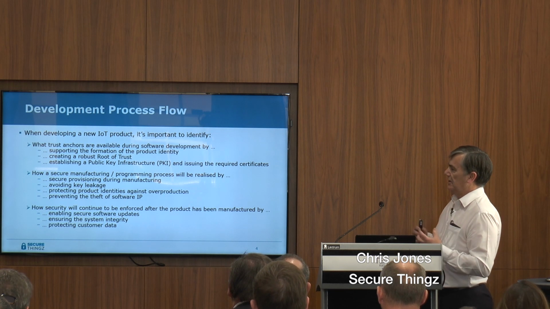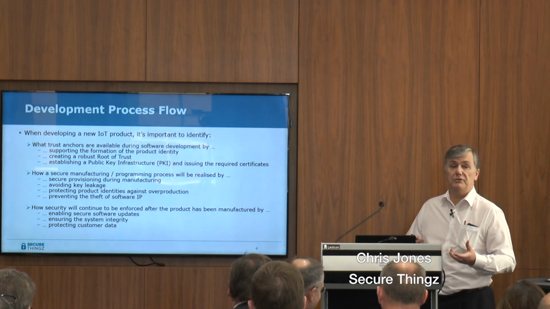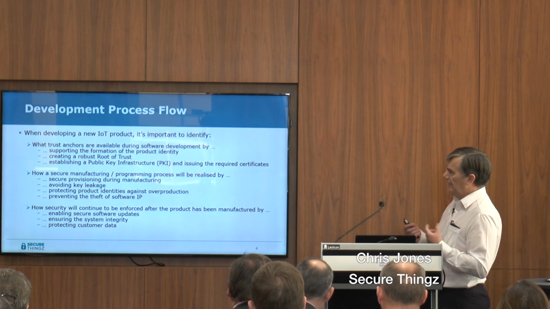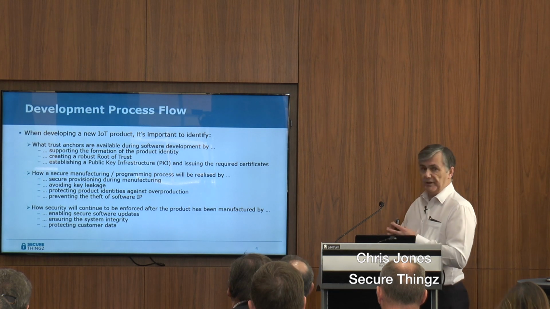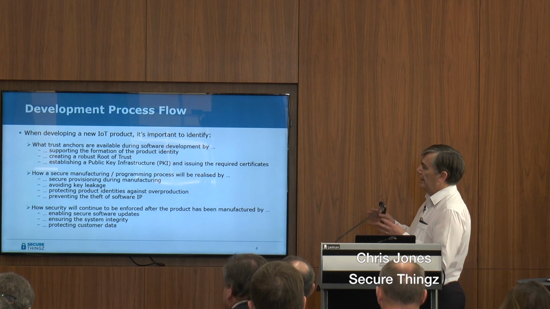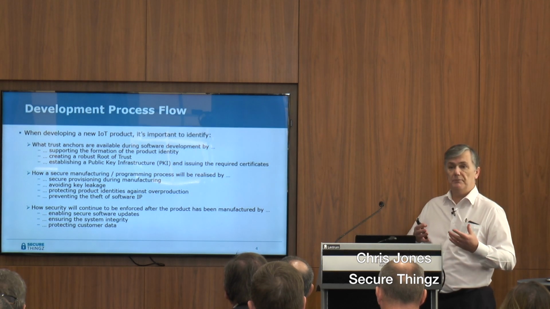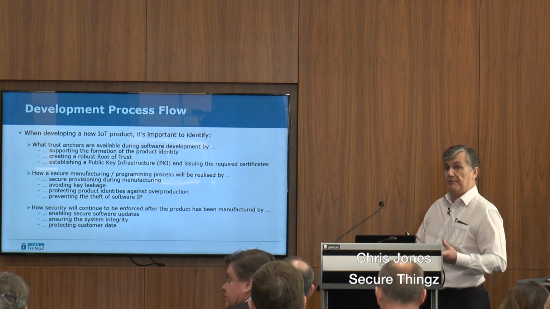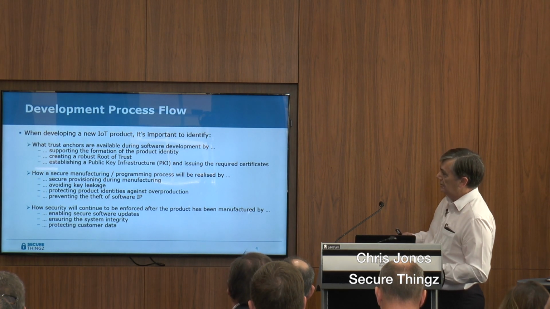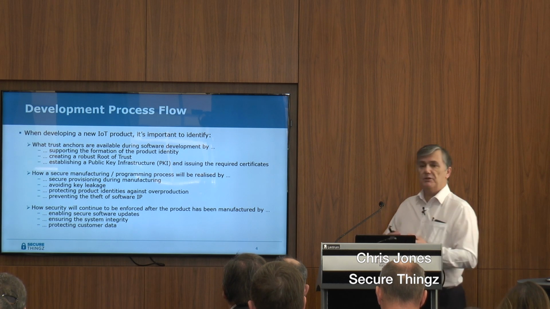And it's basically targeted at those who are actually designing and developing an IoT product, and the things you need to look at. So one of the things before you start out is these are the important things you need to identify. And the first thing is, what trust anchors are going to be available to you in your software development? How can I put my trust anchor into this device that I'm actually going to use in my IoT product? So we're looking at supporting the formation of identity into the product, and then ultimately creating this root of trust.